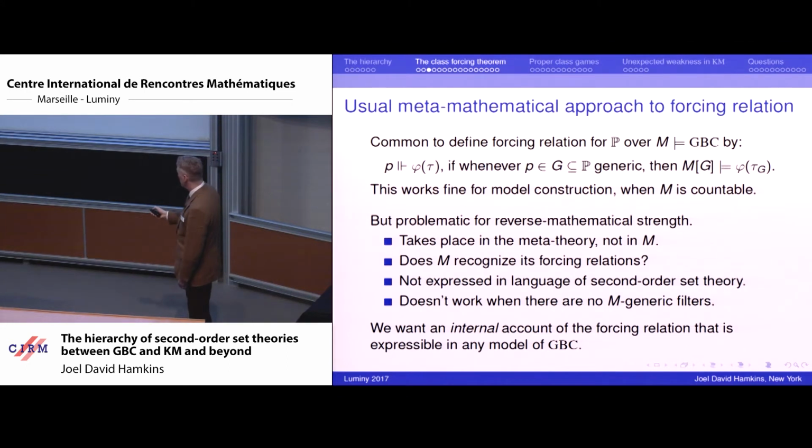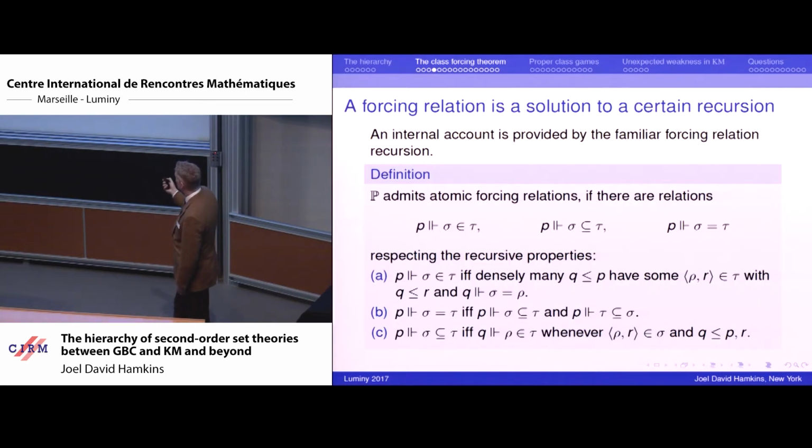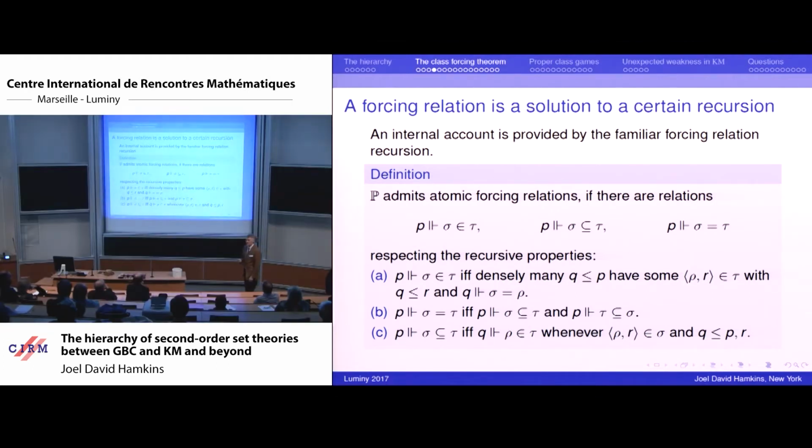Okay, so what we really want is an internal account of the forcing relation that makes sense inside a model of GBC. You can get such an internal account if you just use the forcing relation recursion, the familiar one that you all learned maybe when you first developed the theory of forcing. So a forcing notion admits an atomic forcing relation if there are these relations relating conditions to atomic formulas that obey this forcing relation recursion. This is, I think, the familiar recursion that probably most of you know. So a condition forces one name as an element of another name if densely often there's an element of the second name.